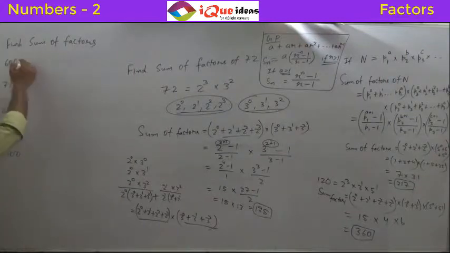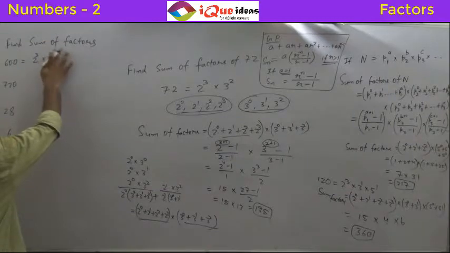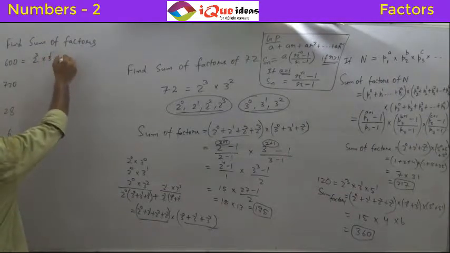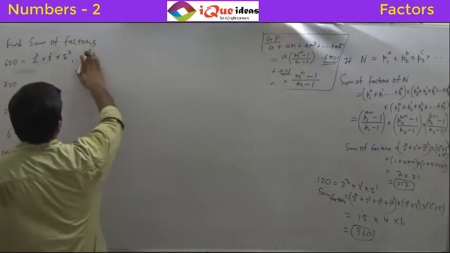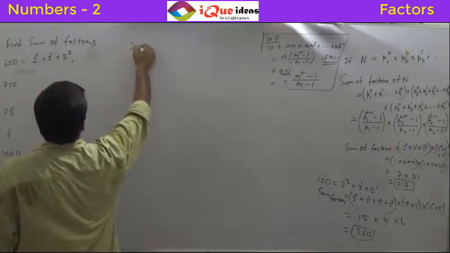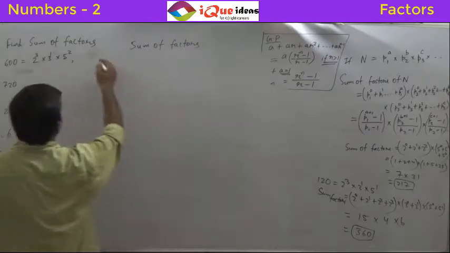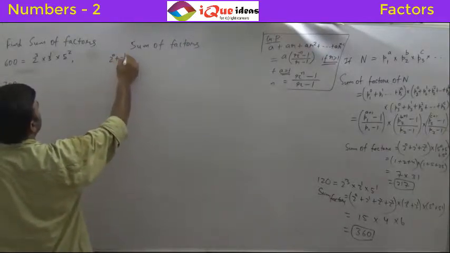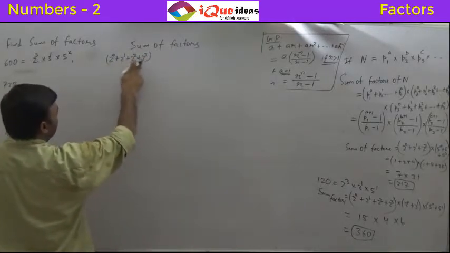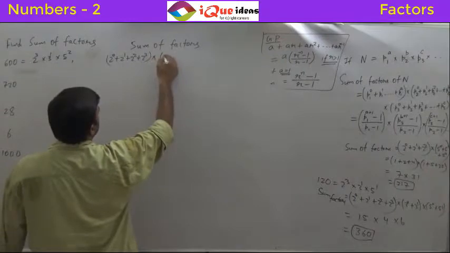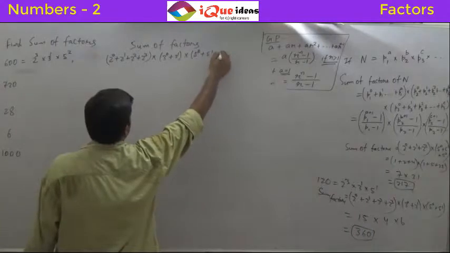Okay. Now 600 can be 2 cube into 3 raised to the power 1 into 5 raised to the power 2. Sum of factors can be taken as, from here only I'll put the heading as sum of factors. So I'll follow without geometric progression. Here it will be (2 raised to 0 plus 2 raised to 1 plus 2 raised to 2 plus 2 raised to 3). And I'm sure by now you should understand that you don't need to write this. You can do this mentally and put the values here. Into (3 raised to 0 plus 3 raised to 1) into (5 raised to 0 plus 5 raised to 1 plus 5 raised to 2).